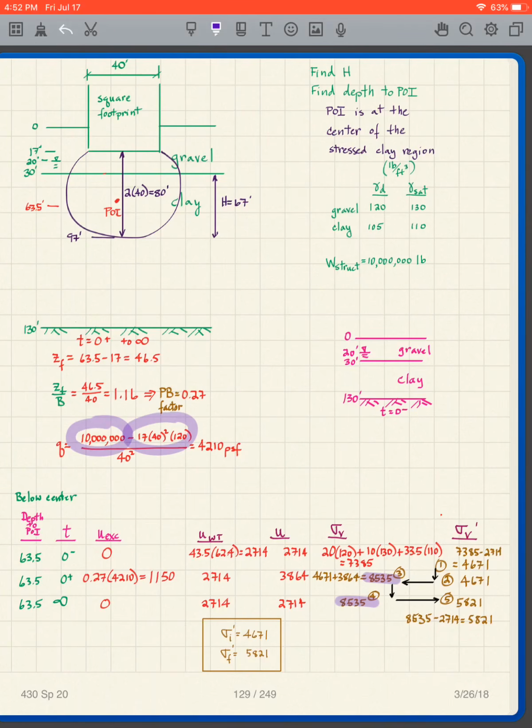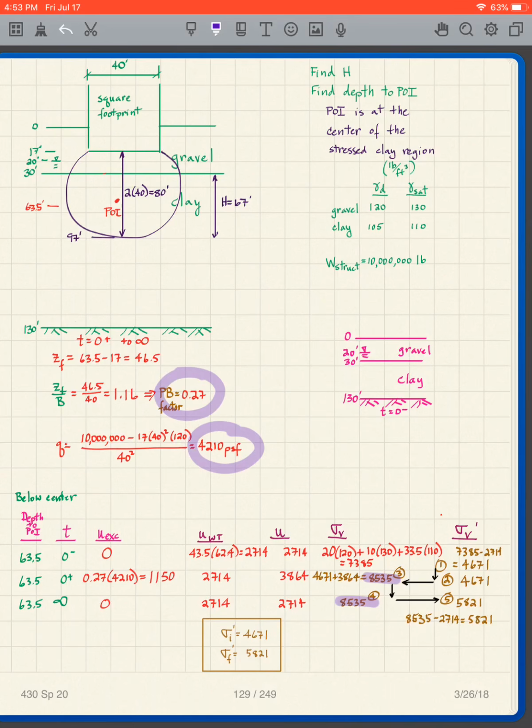I've built a basement that's 17 feet. I have to subtract off the weight of the soil there. 17 feet times 40 squared, that is the volume. And the unit weight is 120 for the gravel. Take the 120, and then I divide all of that by the 40 squared, the area. So I get a Q of 4210.